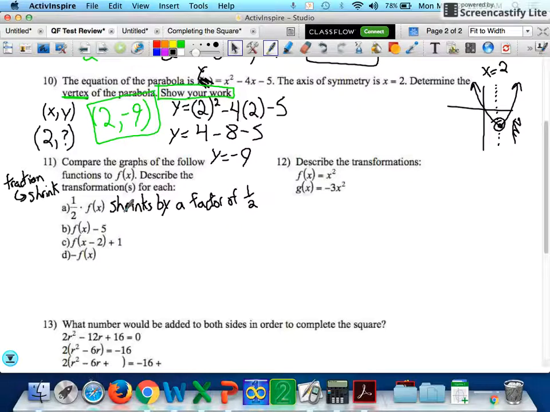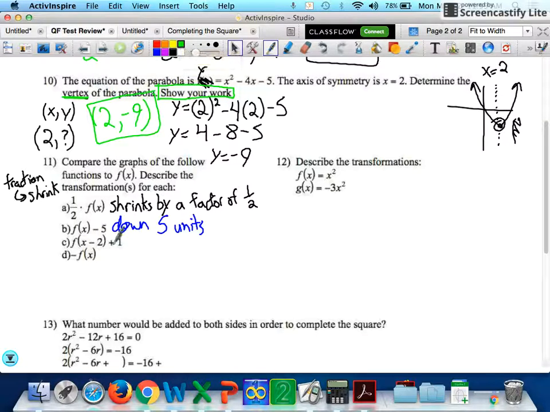Okay? Same thing with B. B, we have a number popping up outside the parentheses on the very back end. Okay? That means it went up or down. Then you use the actual sign of the number to determine. It went down, because it's -5. So you just need to say it went down 5. Okay? Translated down 5 units. So maybe down 5 units. Probably the best way to put that.